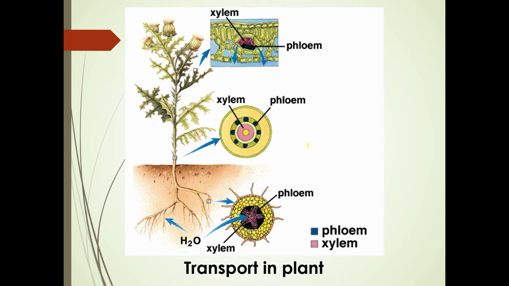So how about the plants? Plants also have their own transport system. They have the xylem and the phloem. Xylem is to transport water and minerals, and phloem is to transport food. So this is for plants, right?